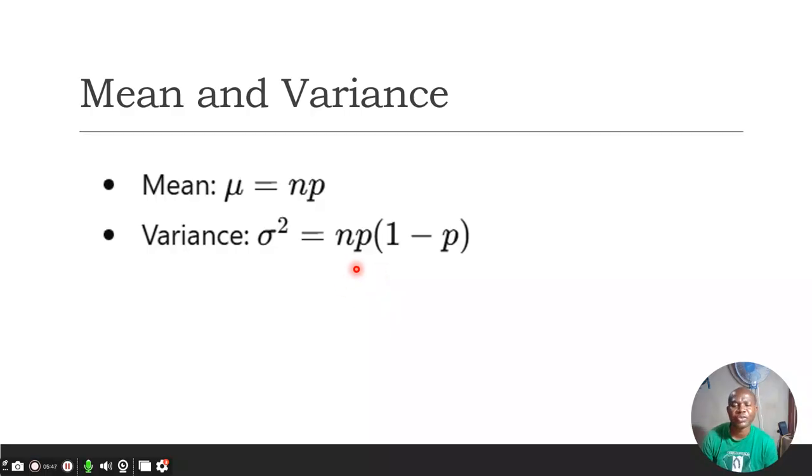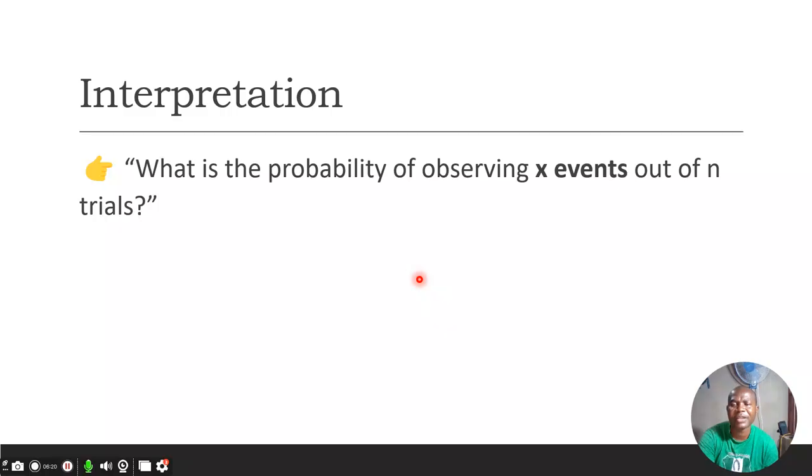Now, in binomial distribution, we also calculate the mean of our distribution. This is the formula for the mean, and as well we calculate the variance of our distribution. To compute the mean of the distribution, it is the number of trials multiplied by the probability of success, which is np. While our variance is calculated as the number of trials multiplied by the probability, p, bracket open and close, 1 minus p. So that is how we compute the variance in binomial distribution.